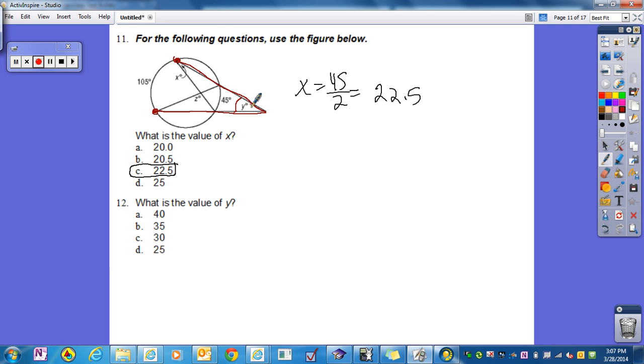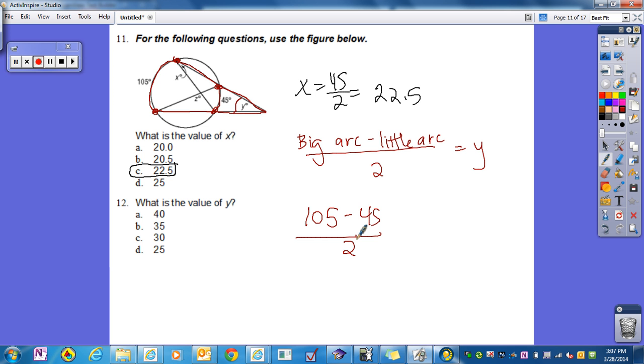So when you have an angle that's formed outside of the circle, you have to do the big arc minus the little arc, and then you divide by 2, would equal y. Well, my big arc is 105 minus my little arc, which is 45, and I would take that and divide by 2. And 105 minus 45 is 60. So then I would do 60 divided by 2, and that would give me y. So that means that 30 is equal to y.